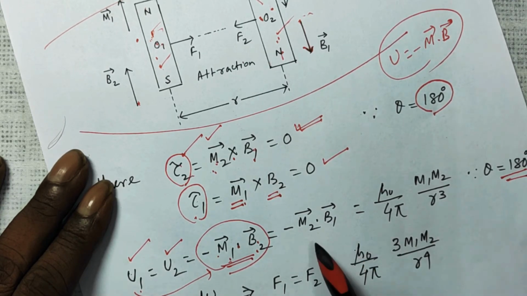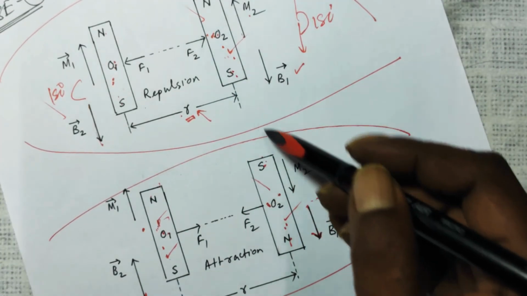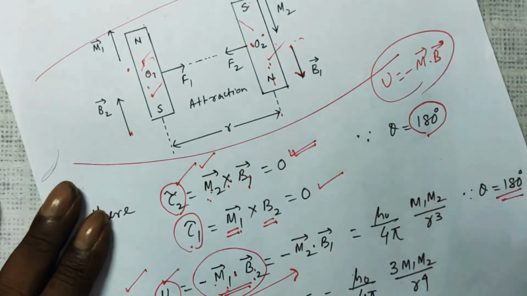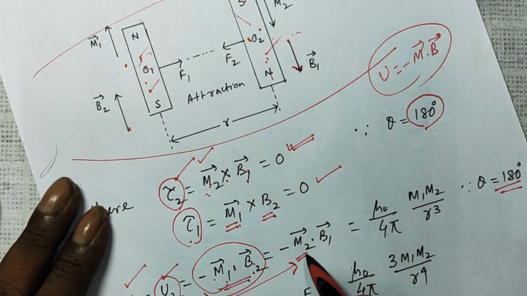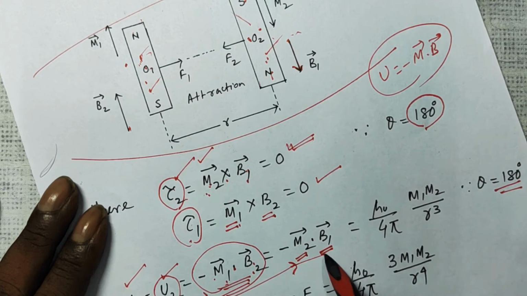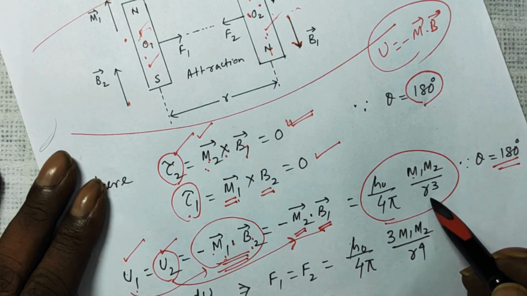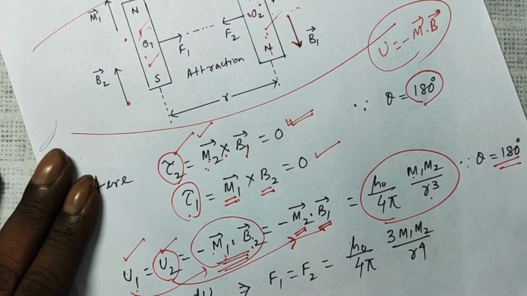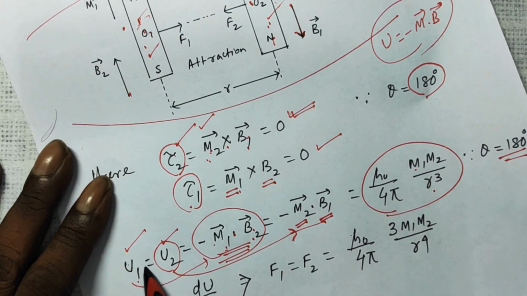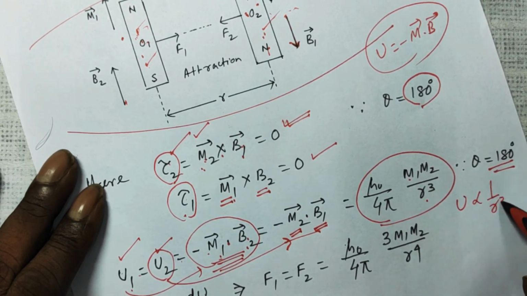Theta is 180. Similarly, the energy of the second magnet, either in this position or this position, will be the magnetic moment of the second one dot product the magnetic field of the first one. So whether it is this case or this case, this comes out to be mu naught over 4 pi, m1 m2 over r cube, right? So here also you have to remember both the energies are equal and the energy is proportional to 1 by r cube.